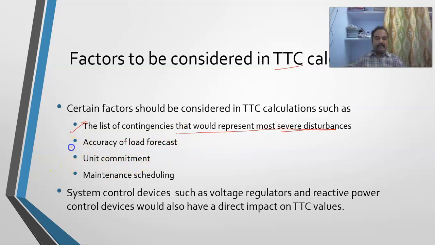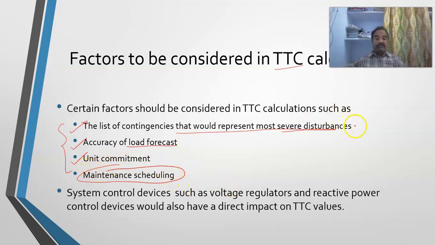The other thing is accuracy of the load forecast, because every time you decide about the transmission capacity based upon the loads, available loads. So you need to properly forecast the loads and the unit commitments, which is on the generation side. Apart from this, the maintenance scheduling. This is also to be considered when you are computing the TTC. So these factors play an important role in determination of TTC.